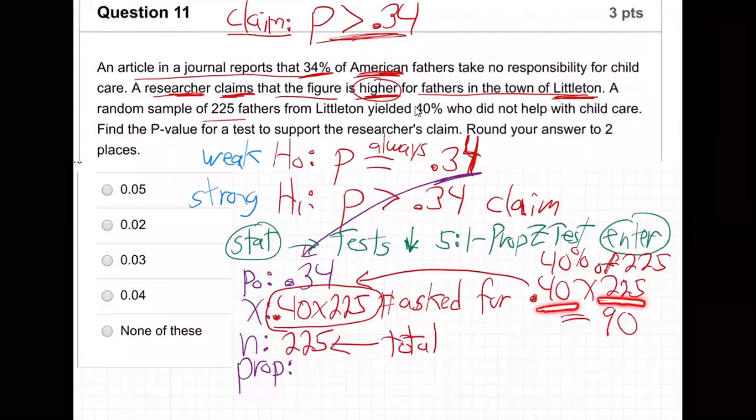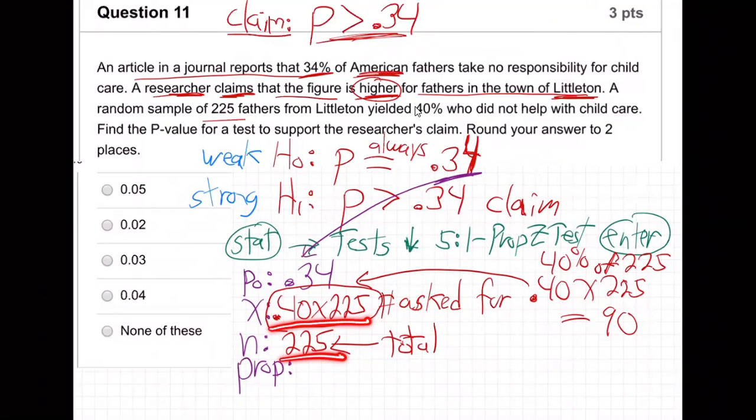40% of 225, 40% times. Remember, of is times. When you read of in a word problem in math, it's times. So 40%, 0.40, change to decimal, of times 225. So 40% of that group, just under half of those 225 dads, is 90. So put in 0.40 times 225. Calculator will make it 90 for you automatically. 90 out of the 225 dads in the sample were dads who did not help with childcare.